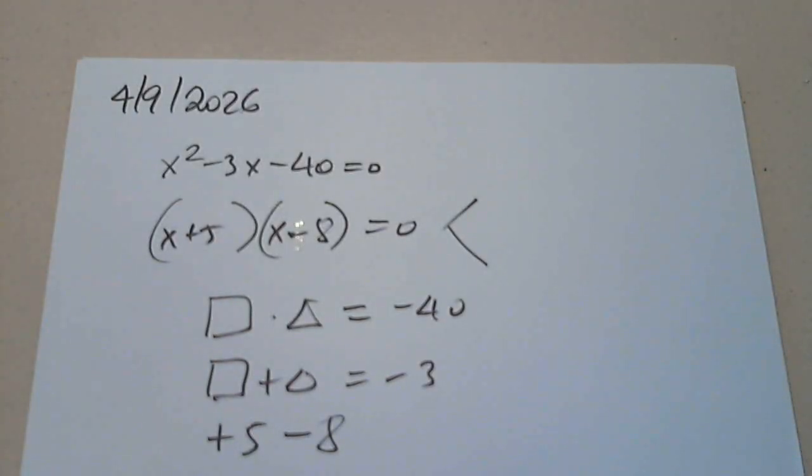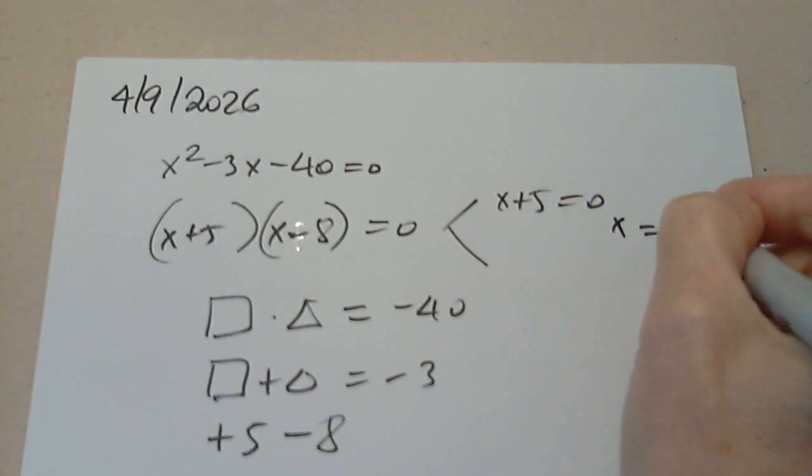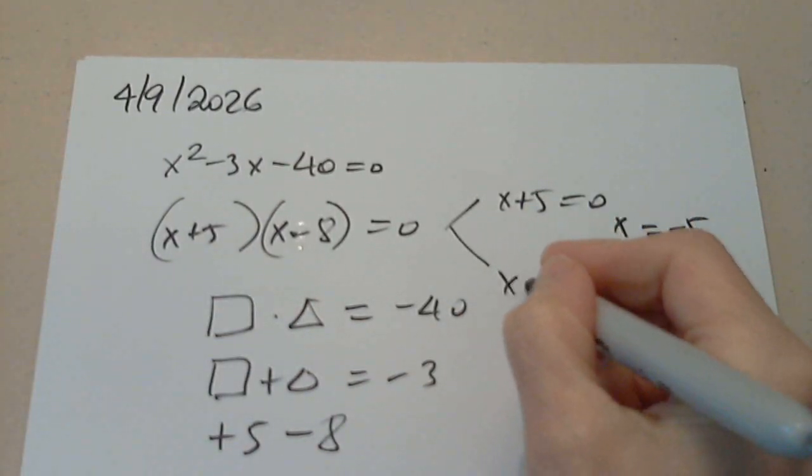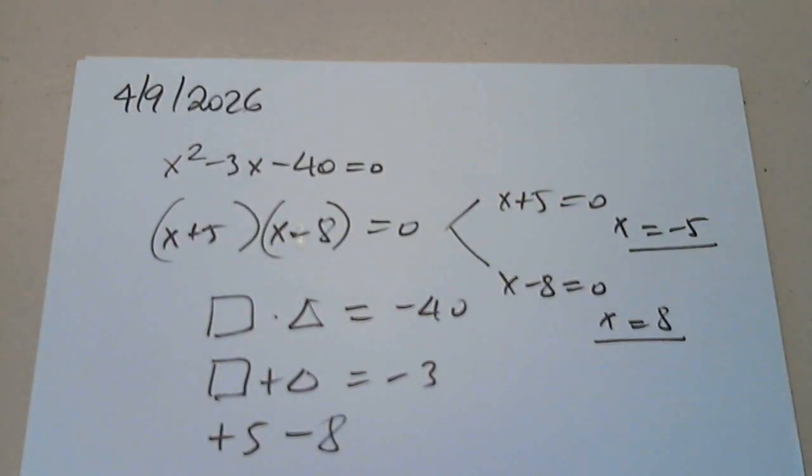So if the first factor is 0, we write x plus 5 equals 0, so x equals negative 5. If the second factor is 0, we know how to solve these linear equations. So the two solutions in this case are negative 5 and 8.